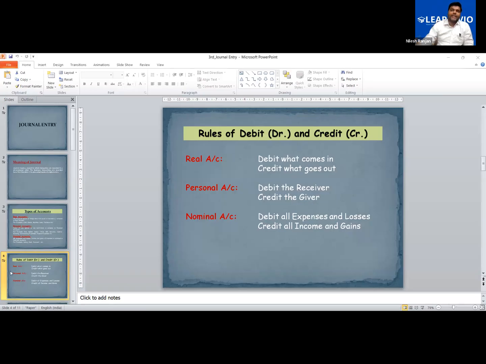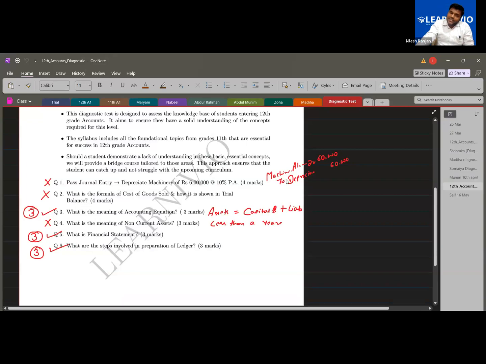Okay. And there is a reduction in value of machinery. So you can say that machine is going. Yes, machine is real account. So real account rule is coming or going. So machinery is going. Yes or no? Yes. So machine should be on the credit side because it is credit what goes out. So depreciation will be on the debit, machine will be on the credit. But what was your answer? It was machine account debit to depreciation account. Okay.